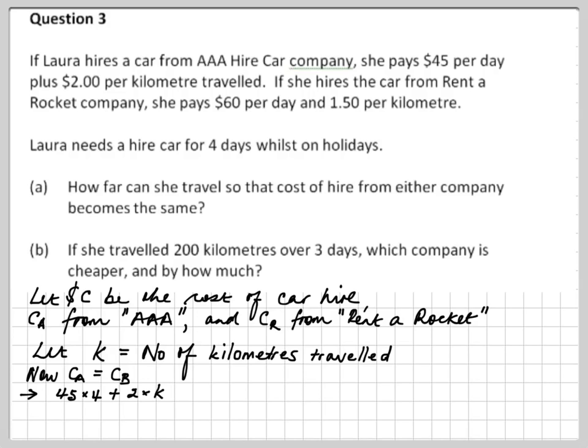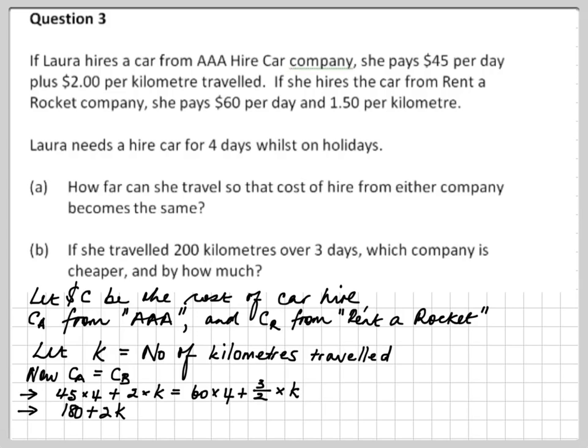But that equals the cost from Rent a Rocket, which would be $60 times 4 plus $1.50. Now $1.50 is 3 halves, or 3 over 2. Okay, 3 halves times the number of kilometres travelled. Now we're going to work out what K is, because that's what they asked us. How far? Okay, the costs are equal. Now it's up to us to solve it for the kilometres as asked. Okay, no problem from here on in, guys. We've got it all set up. We just have to crunch our way through the algebra and the answer is ours.